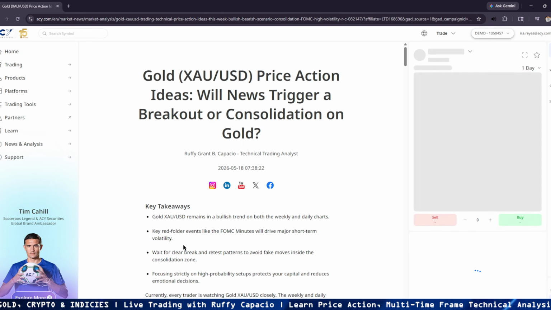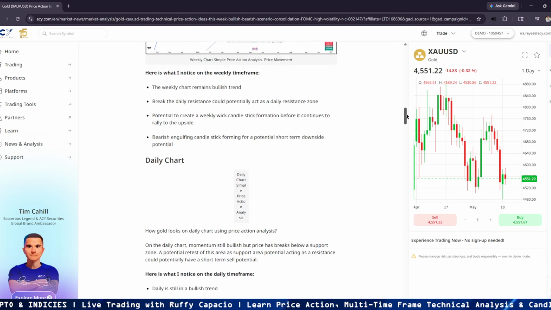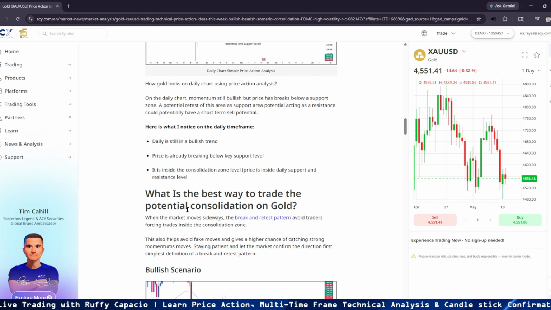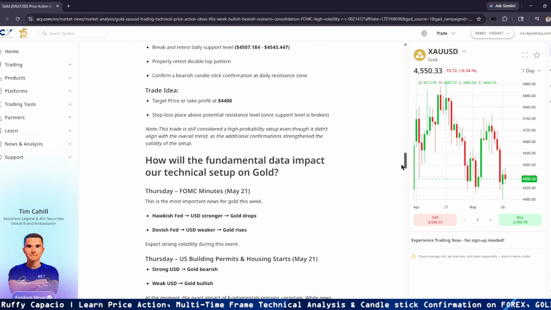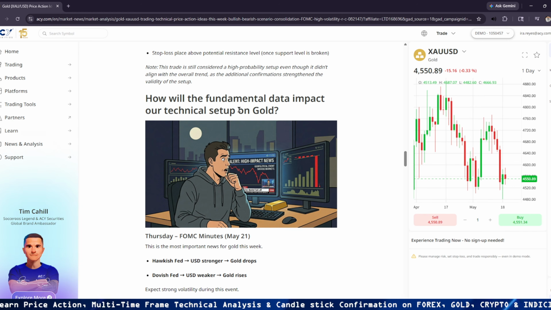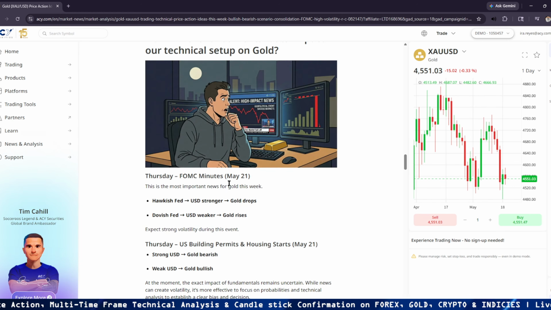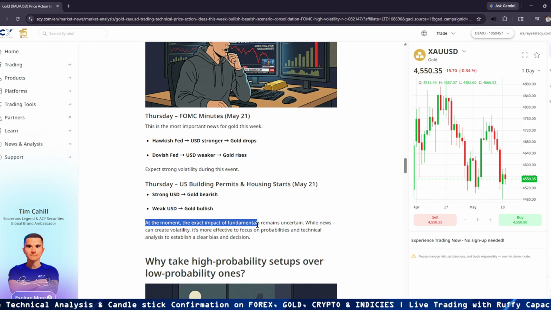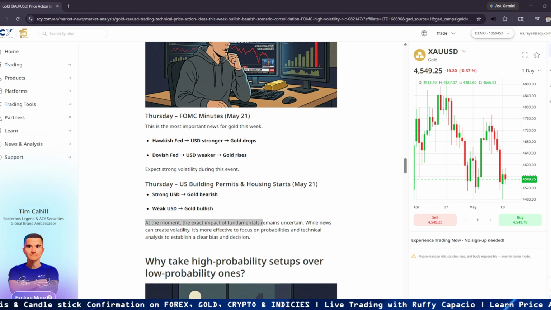Now, as you can see here on gold, I have explained the best way to trade the potential consolidation. Exactly, I've explained that we will use the break and retest pattern. And I have also explained how the fundamental data will impact our technical setups. I have said here that at the moment, the exact impact of the fundamentals remains uncertain, because I don't really know how it could affect the setups that we had.